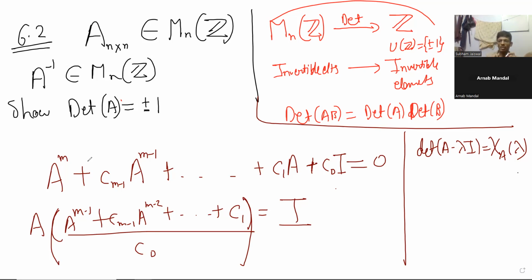So you can avoid the adjugate formula. The converse of this theorem you can prove, right? It means if C naught was plus minus 1, then the inverse will just become this, which clearly has integer coefficients.